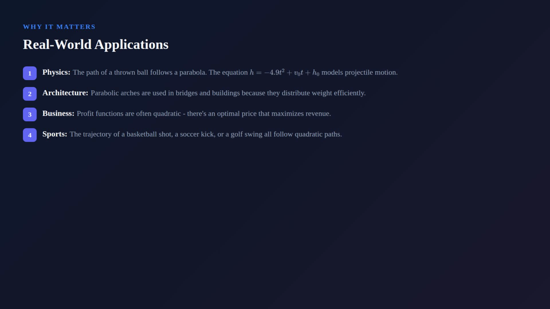Business: profit functions are often quadratic. There's an optimal price that maximizes revenue. Sports: the trajectory of a basketball shot, a soccer kick, or a golf swing all follow quadratic paths. Understanding quadratics helps us model and predict real-world behavior.